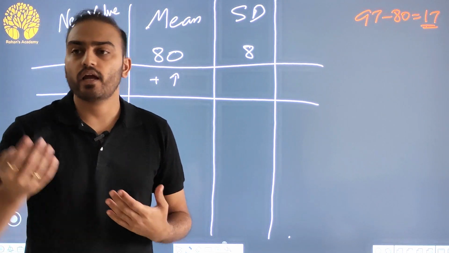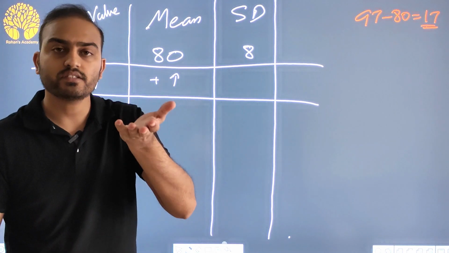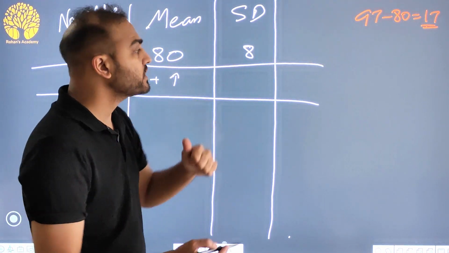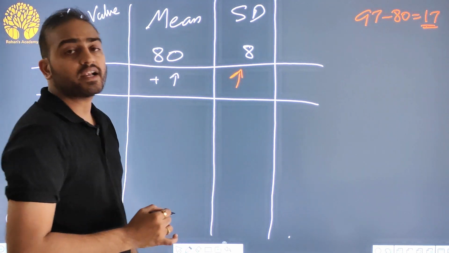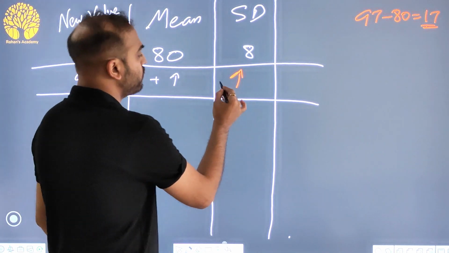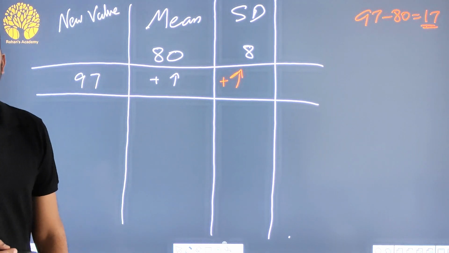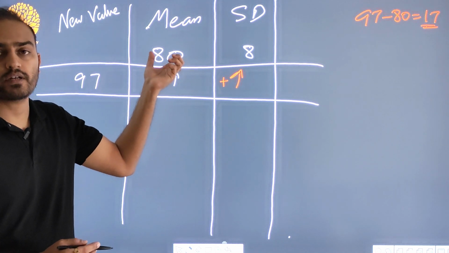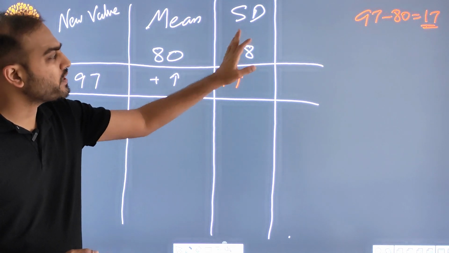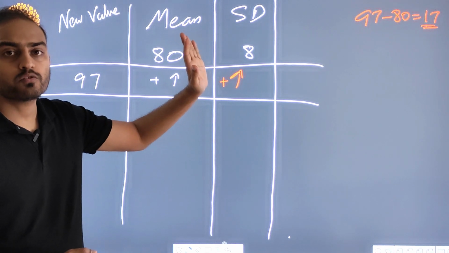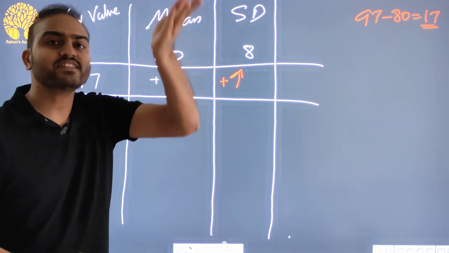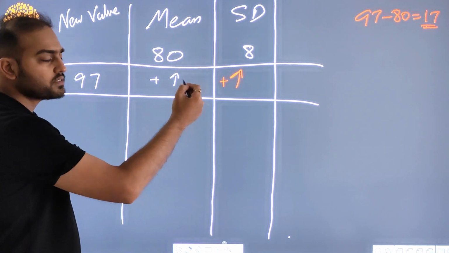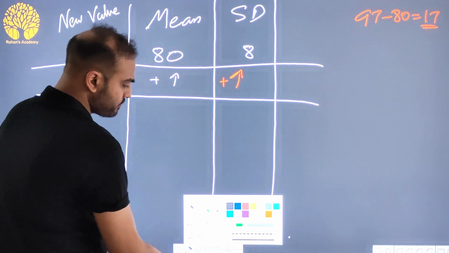When my average was 80 and I scored 97, the average increased. Right now the average deviation is 8, and the new value is 17. What will this 17 do to 8? The standard deviation will also increase, because this value is 17 points away, and on an average we allow 8 points. So if you add 97 to the data set, the mean will increase and the standard deviation will increase.